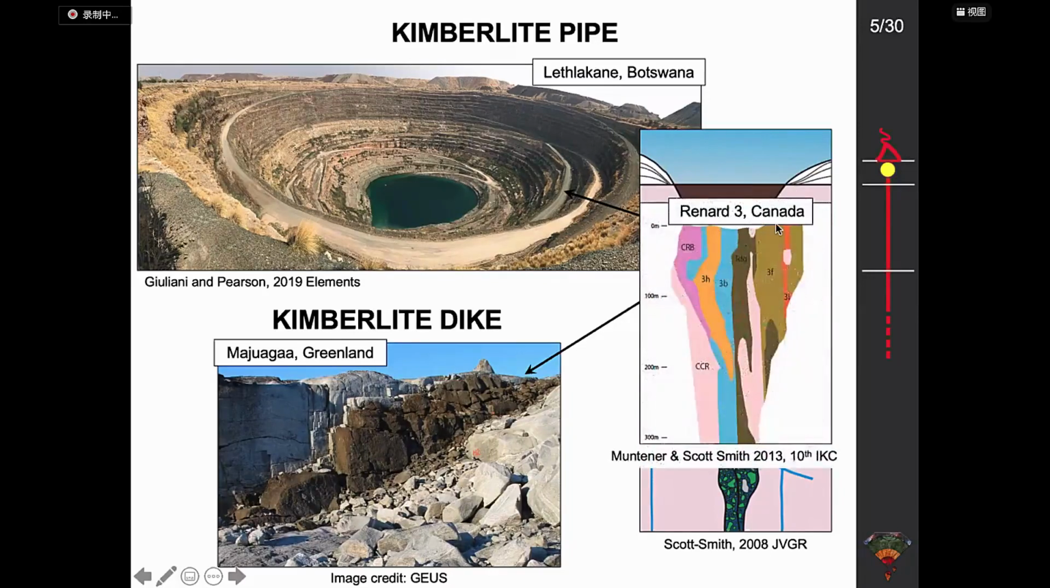So do not imagine just a single phase of volcanic activity generating the pipe, but the internal structure of the pipe can be very complex and reflect multiple intrusive or extrusive events. And this is quite important because these also reflect multiple pulses of kimberlites ascending through the mantle. So this will become important later in this talk.